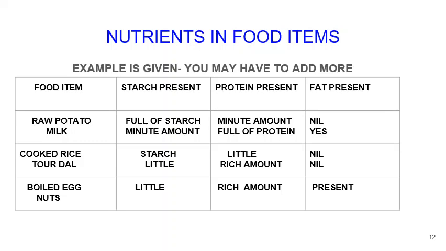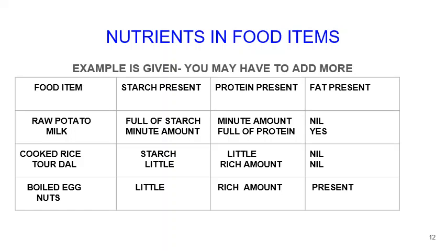If you take boiled egg, for example, it contains no starch at all. It is very rich in proteins. It may contain some fats. If you take tur dal, for example, what we call dal, dal contains little starch, but it contains a large amount of protein. It may contain a lesser amount of fat.